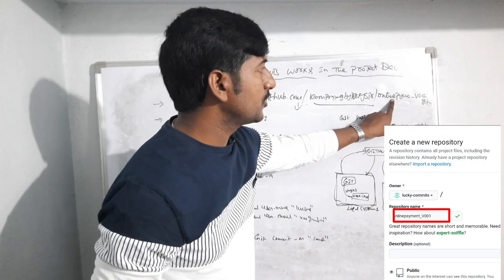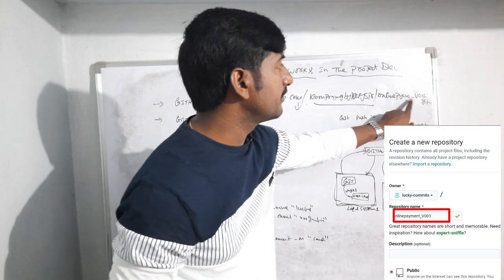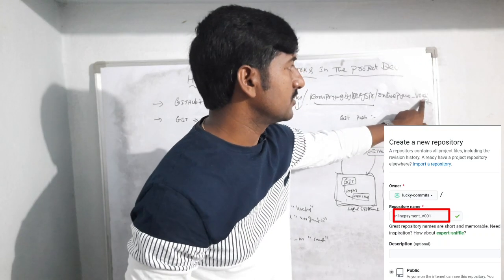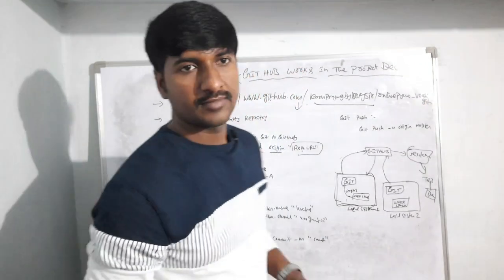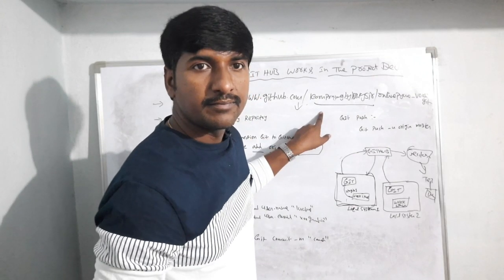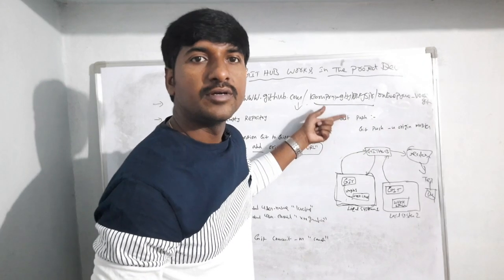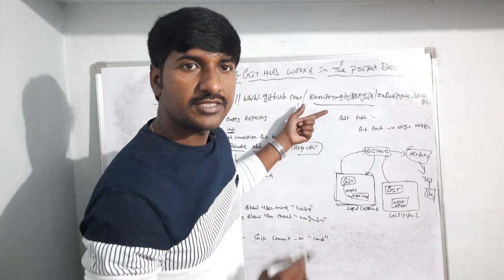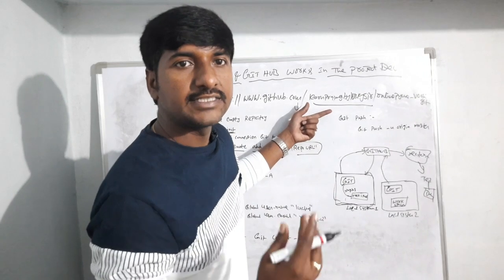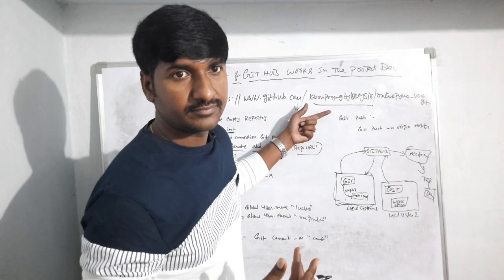I am giving the repository name as the project name, online payment underscore v001. V means version 001.git. Once you create this URL, by using this URL you can access or download the entire source code. If you share this link with your friends, they can easily download or share your information.